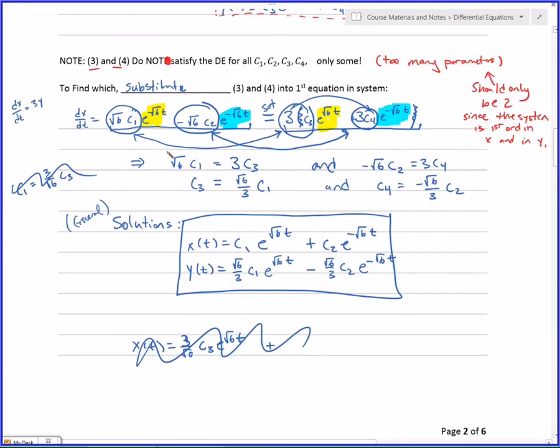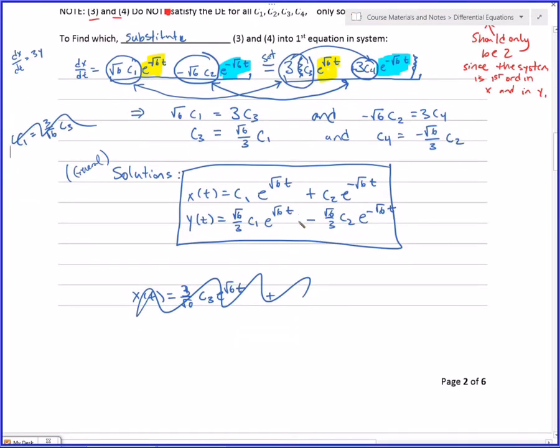Okay. So eliminate, solve, and then substitute back in to find the relationship, to reduce the number of parameters that you have.